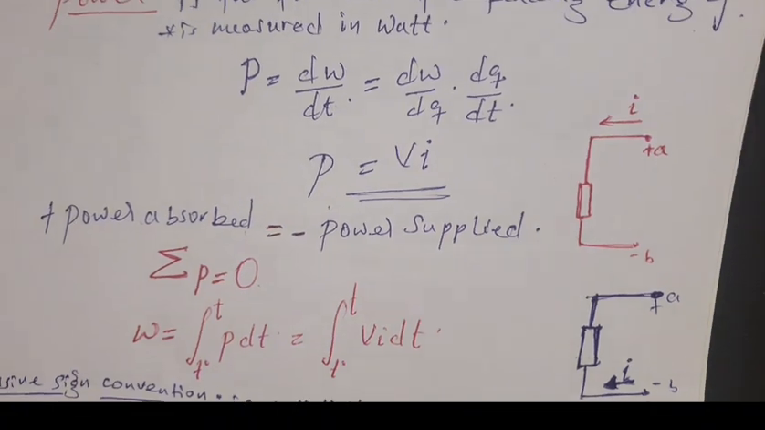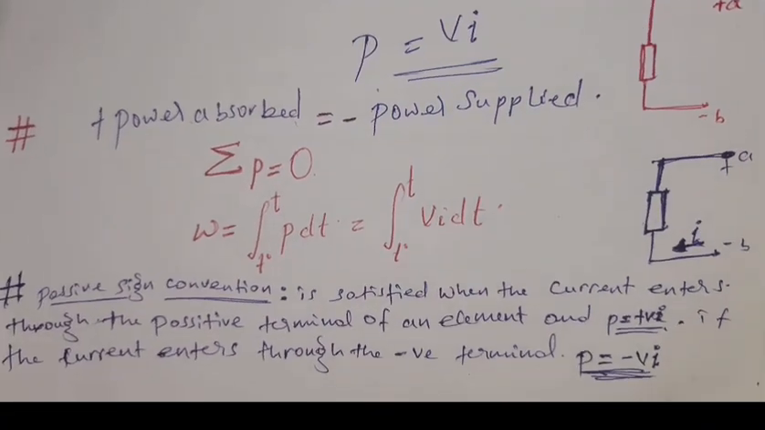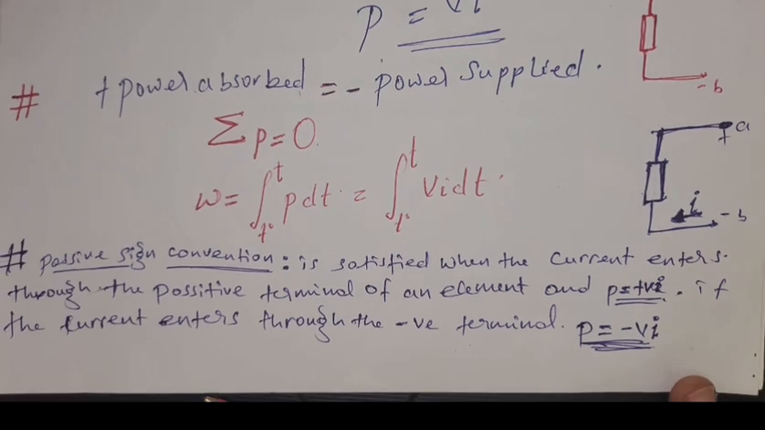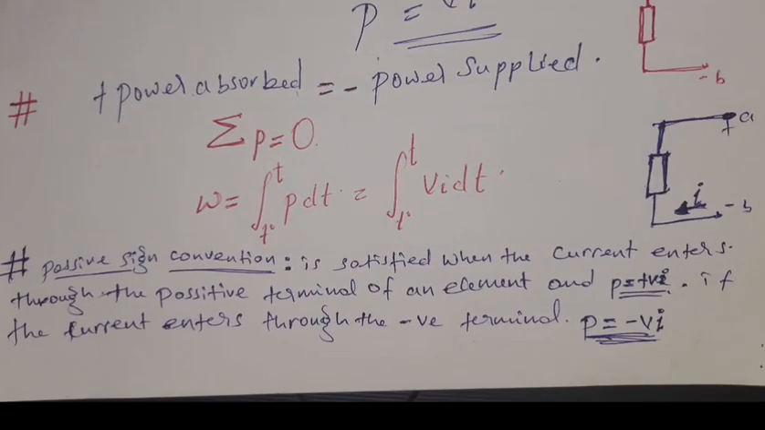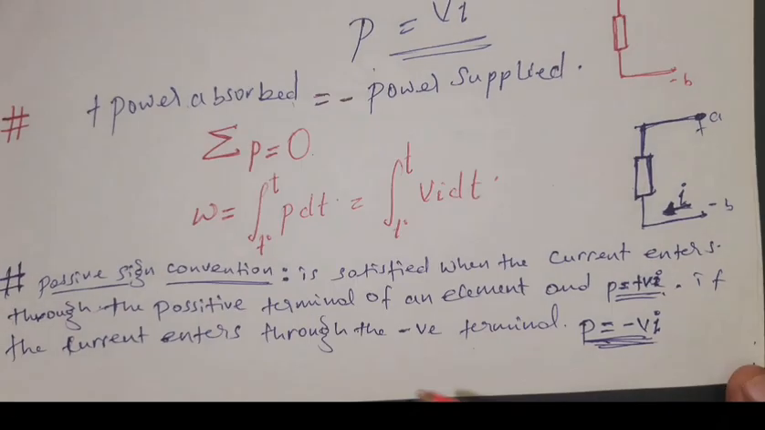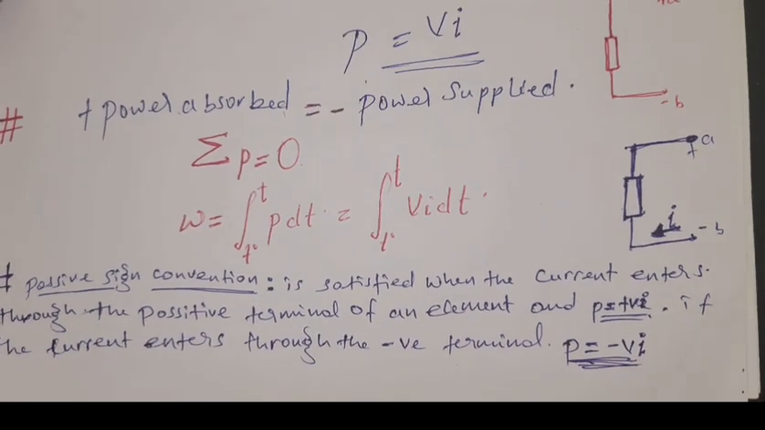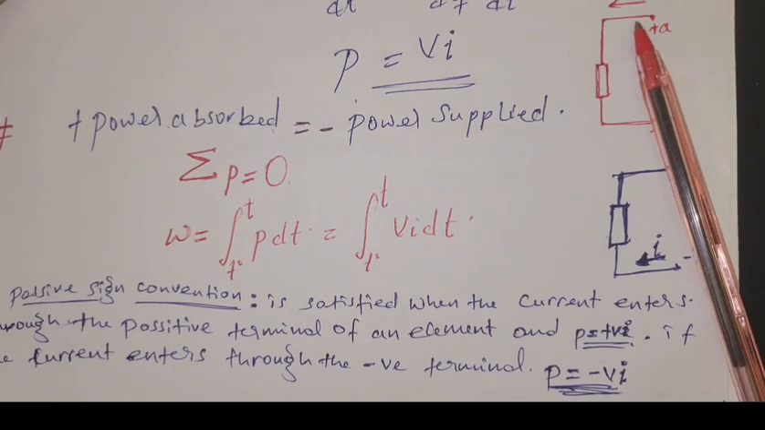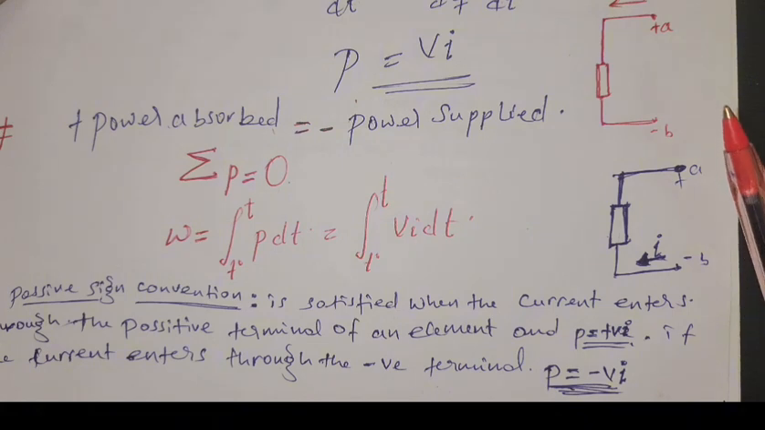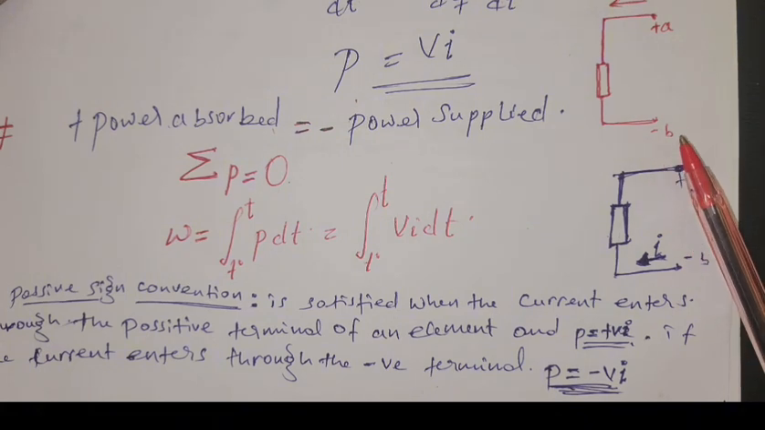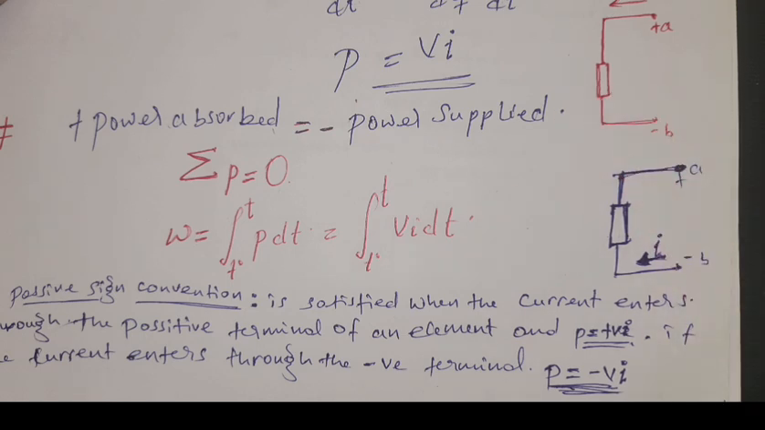The other concept is the passive sign convention. The passive sign convention is explained as follows: when the current enters through the positive terminal of the element and leaves through the negative terminal, the power is positive.